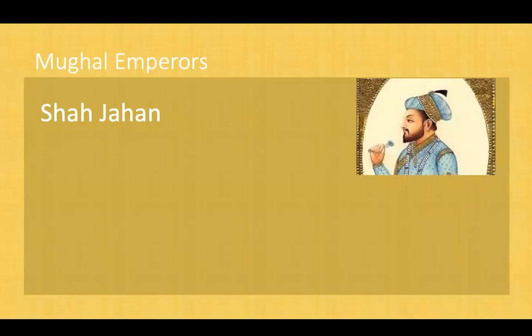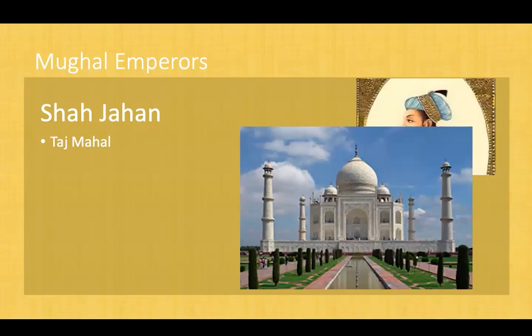Moving on to another emperor, Shah Jahan. So when we talk about Shah Jahan, we all remember the Taj Mahal. He built the Taj Mahal, a mausoleum, actually a tomb, where his wife is buried. So he made this whole great white marble palace just for his wife to be buried in, and he got buried in it as well. So he created the Taj Mahal.